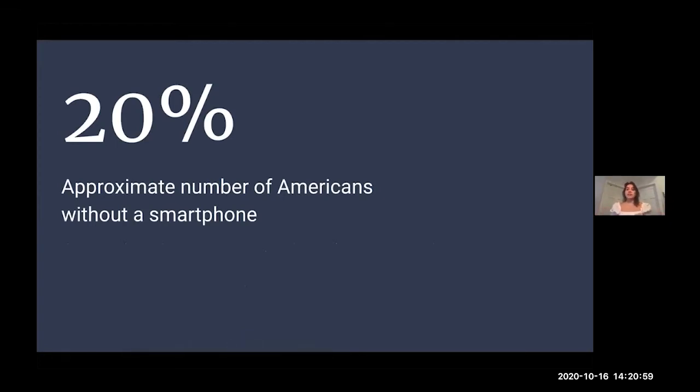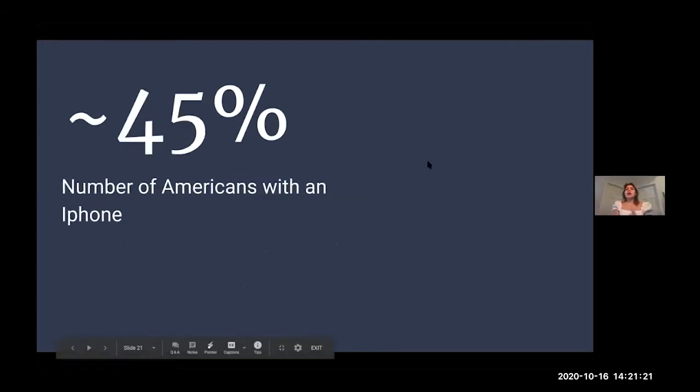A lot of individuals these days interact, particularly when you look at socioeconomic lines, individuals that can't afford laptops or computers use their smartphone. They use a smartphone to apply for jobs. They use a smartphone to interact with people, to communicate, everything like that. So 20% of people don't even have a smartphone. And I think this is an important statistic to talk about. Approximately 45% of Americans have an iPhone. So a lot of developers work on Apple products. Not all developers, but a lot of developers work on Apple products.